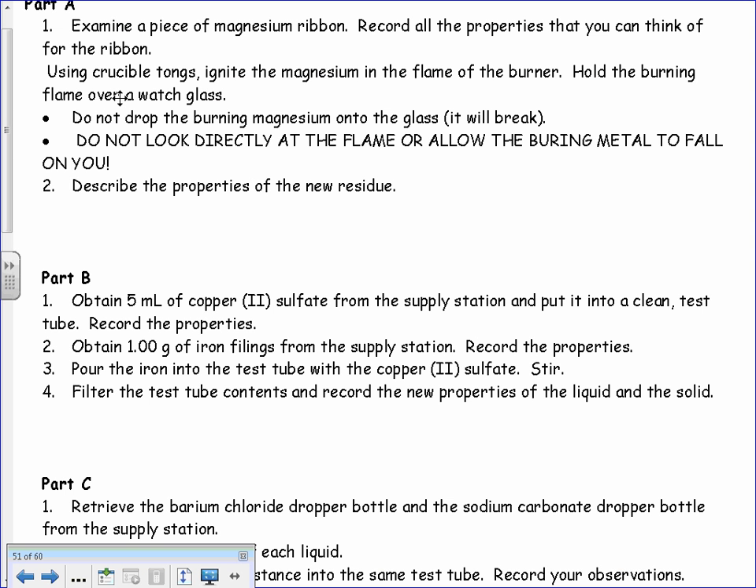So it says examine a piece of magnesium ribbon. Using crucible tongs, ignite the magnesium in the flame. So when we hear flame, I know most of us are like combustion, but that's not what we're looking at. Of course, the fire has to combust. That's how fire works. You light a fuel with oxygen. So the fire is just going whatsoever. That's not the reaction we're looking at.